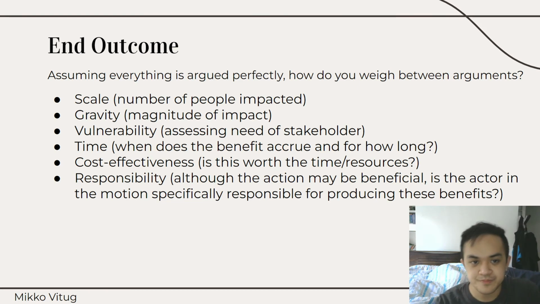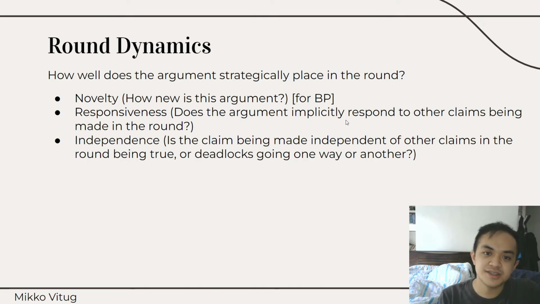The last thing is just the strategic element of the round. How does this place? So first, and particular for BP, is novelty. How new is it? If you're closing, there's more of a burden to be new, definitely, compared to your opening. And thus, how new it is matters, especially for weighing between closing teams. If you're deciding whether CG or CO could win, and you feel their contributions are of equal importance, but one is more novel, they might end up winning the debate.